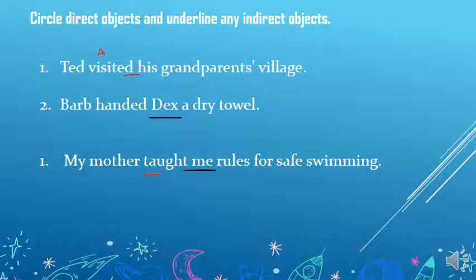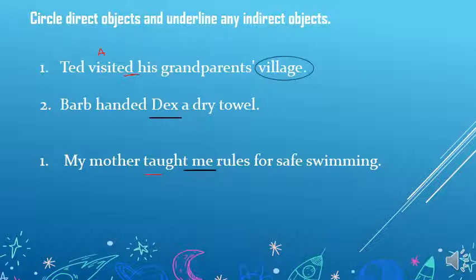Okay, so Ted visited his grandparents' village. What did he visit? The village. Okay, so village is the direct object. Is there any indirect object here? No. Grandparents' is a possessive. It's not counted.